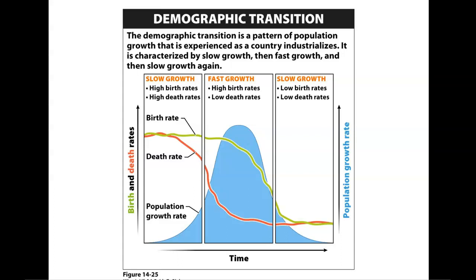With the fast growth, it's going to be characterized by high birth rates and low death rates. It's going to occur as industrialization begins. We're going to have food production and healthcare improving in these areas. And then you move to the slow growth. That's going to be characterized by low birth and death rates and occurs as industrialization occurs in these countries. So it has higher levels of education, employment, and improved healthcare.